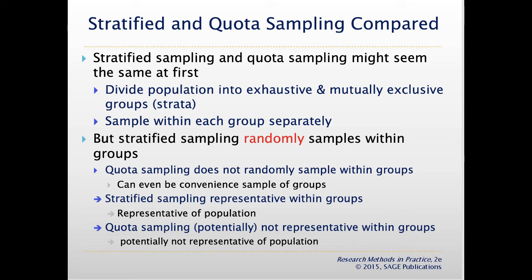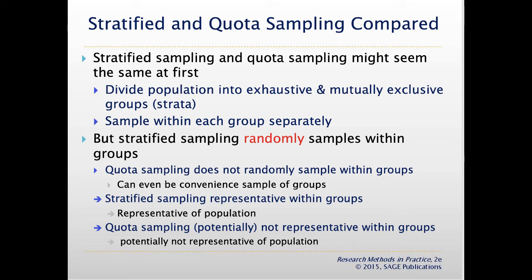Stratified sampling randomly samples within the group. Quota sampling doesn't. In some forms, it can even be a convenience sampling. Yeah, I'll take anyone in that group. Fine, you're all the same, effectively. So stratified sampling is representative within the group, and therefore, provided you really know the weights of the share of each of your groups within the population, it's representative of the population. Quota sampling is potentially not representative within the groups and therefore not representative of the population.